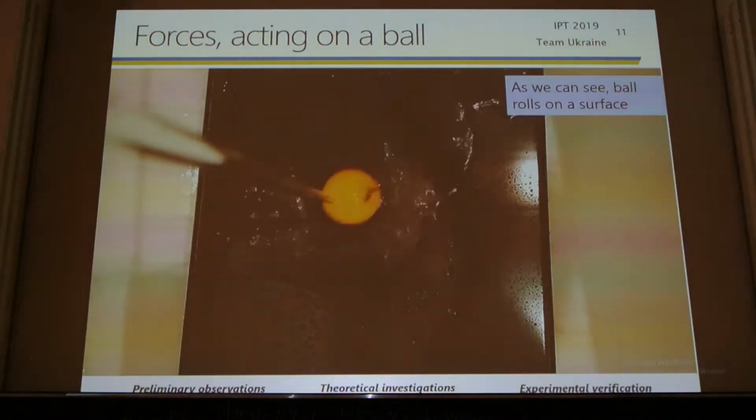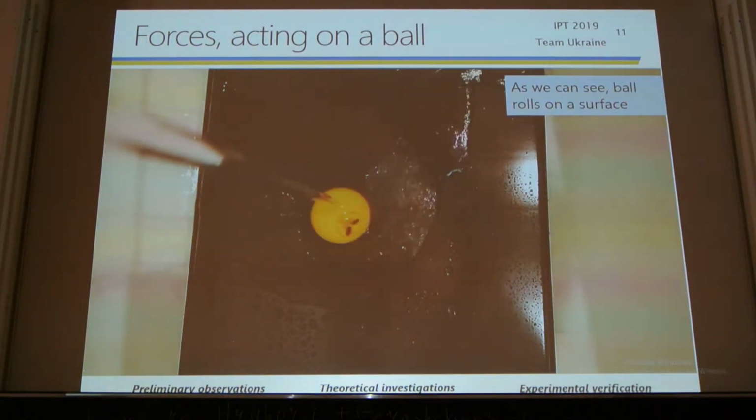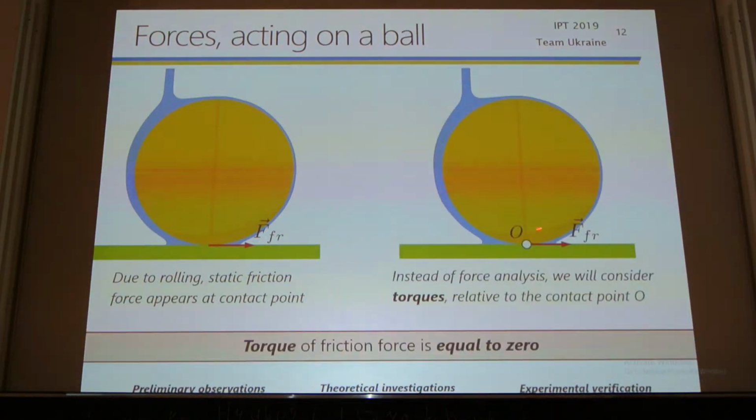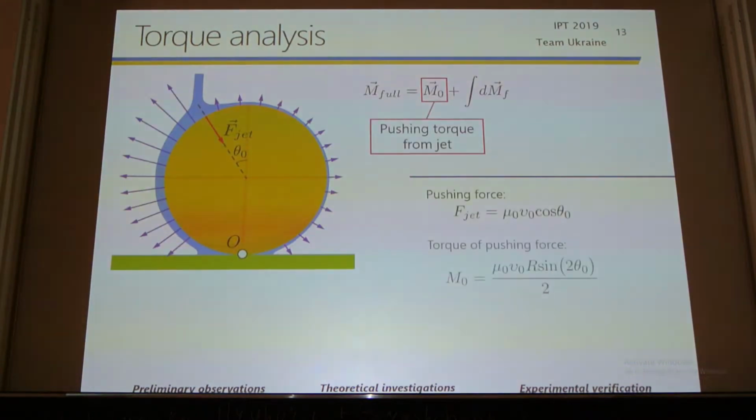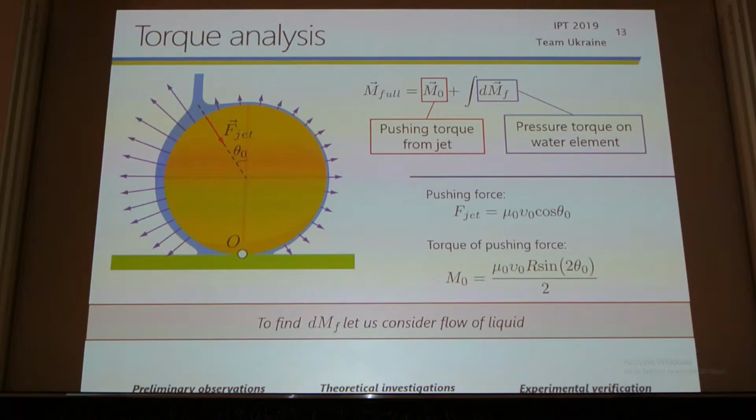We first of all see from experiments that in our problem the ball rolls on the surface. So further we will investigate the torques acting on the ball relative to the contact point to eliminate the friction force from the equations. As we mentioned, the force is a pushing force and it has a torque. We need to find the torque from each point on the ball, as the force acts from each elementary fragment of the water which flows around the ball.